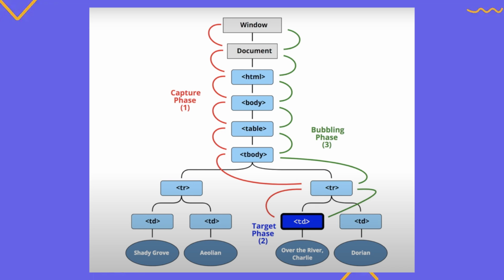Capturing. In this initial phase, the event starts from the root of the document and travels down the DOM tree toward the target element. Target. The event reaches the target element, also known as the event target. Bubbling. In the final phase, the event bubbles back up to the window, triggering event handlers on each parent element along the way.